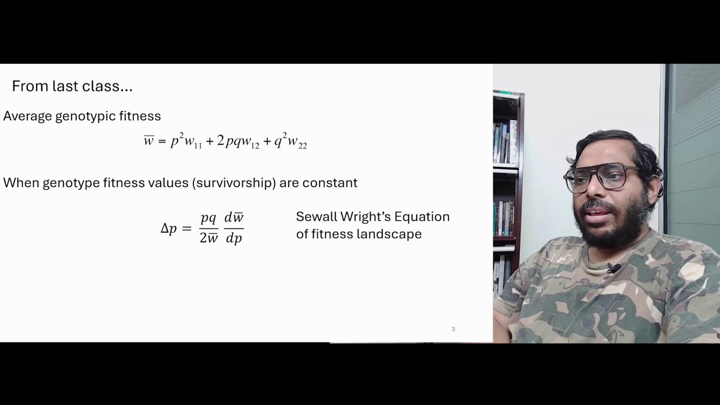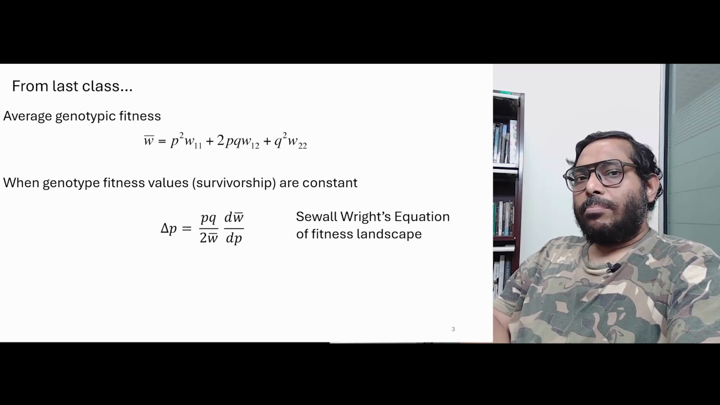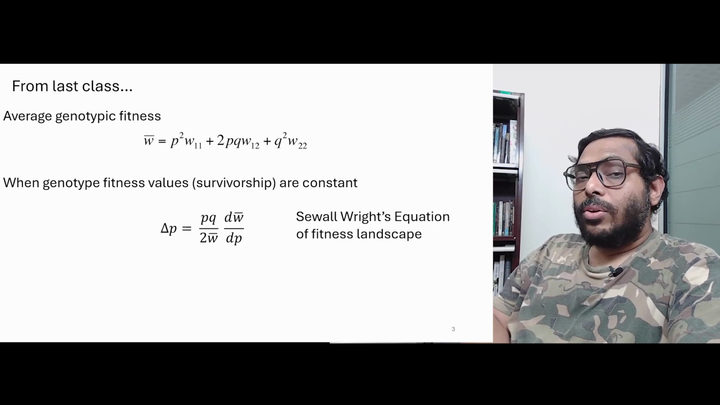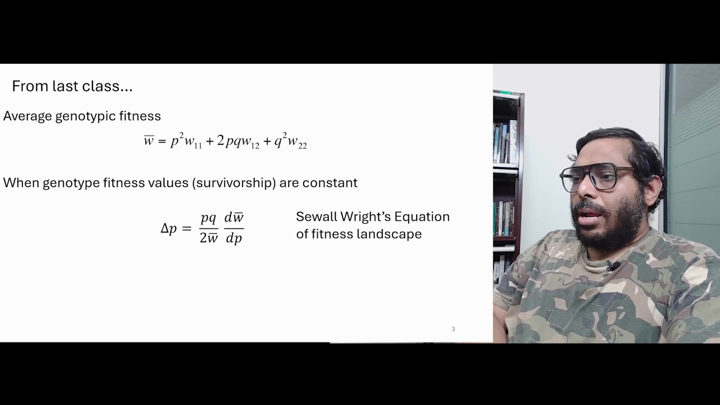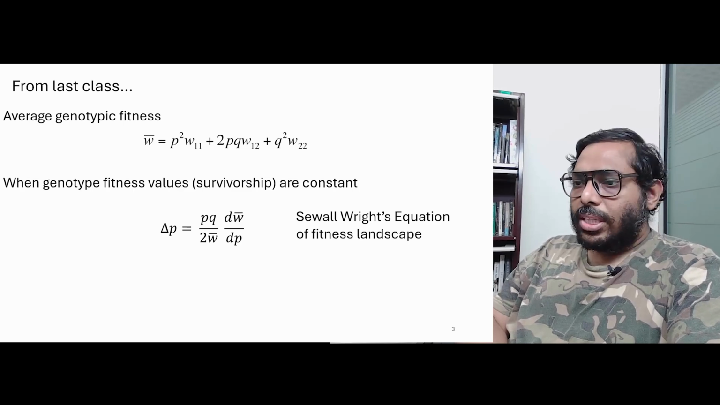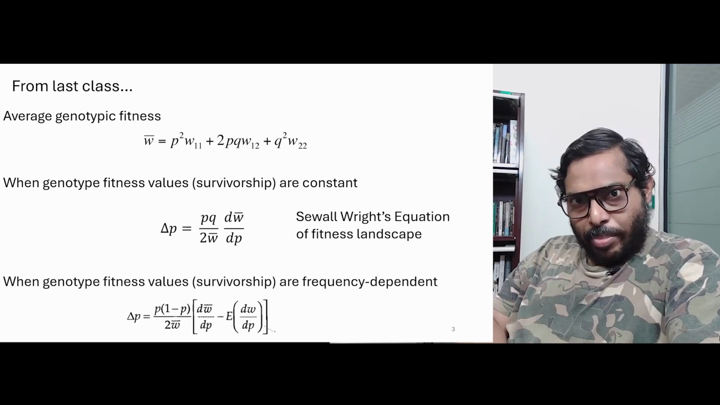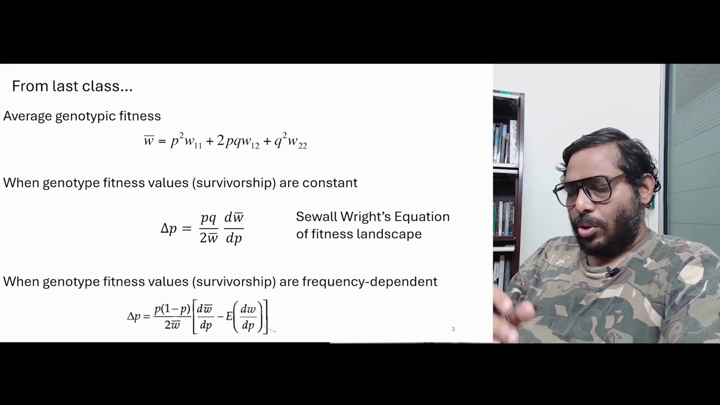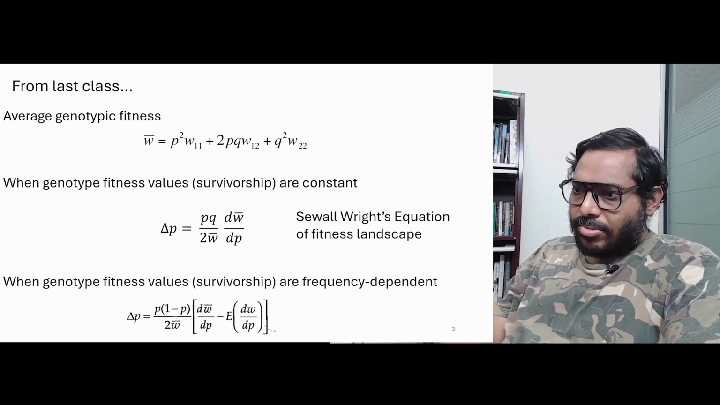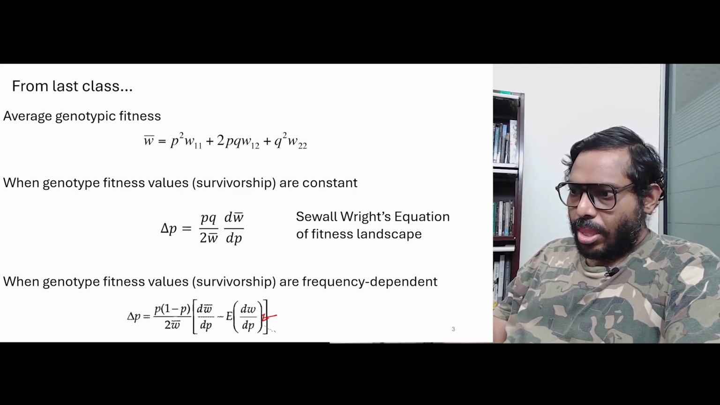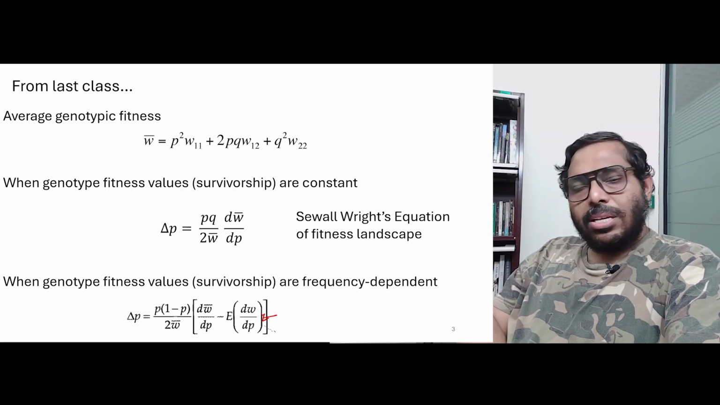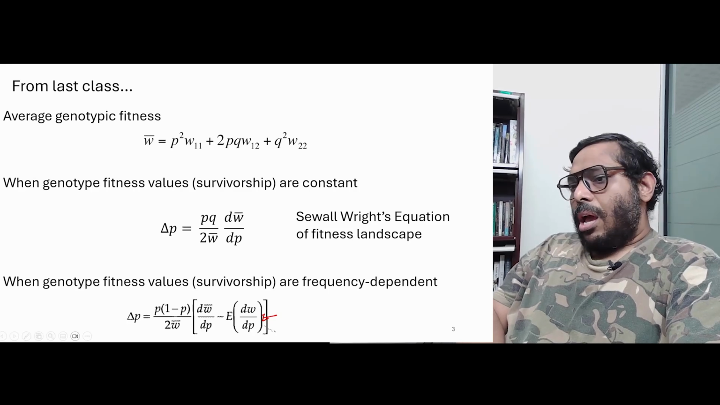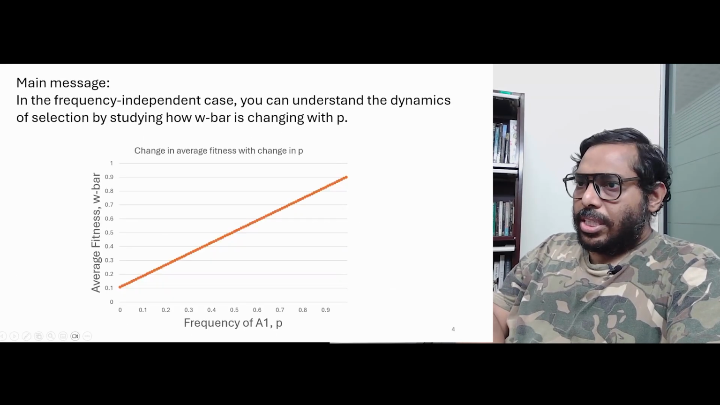And I said that this is a very famous equation named after the great population geneticist Sewall Wright, and it's called the equation for fitness landscape, also known as the equation for adaptive landscape. As I said, this is when the survivorships are constant. When the survivorships are frequency dependent, that is, the survivorship values change with the frequency of each genotype, then we get an extra term, a minus expectation of dW dP, that enters into the picture. Now, what are the implications of this?